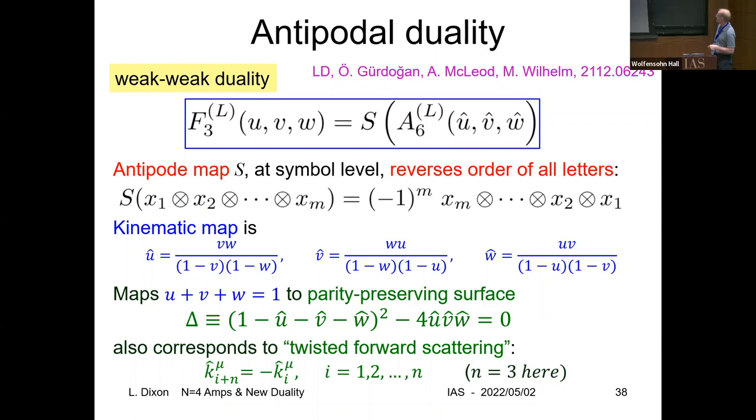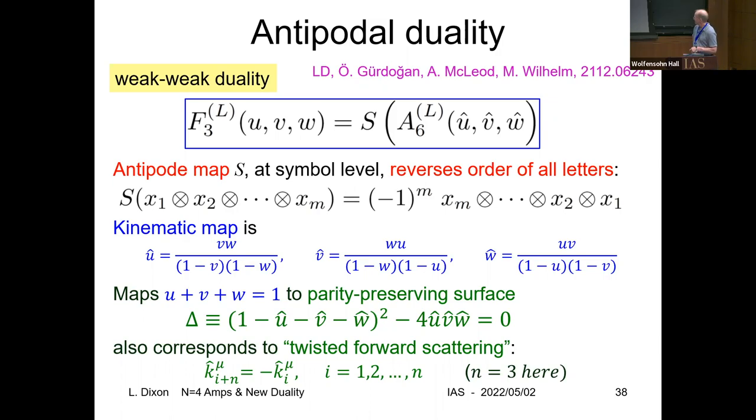We'll come back to that determinant in a second, but let me just mention that besides the kinematic map, there's also the antipode map. This is essentially like an inverse operation in a Galois group, but it's defined by the mathematicians. And at the symbol level, all it does is reverse the order of all of the letters and write them backwards up to some overall minus one to the M, which doesn't matter for us because M is always even for the symbols of these amplitudes. So the instructions are: apply this kinematic map and see what it does to the symbol letters, and then reverse them all. And you'll go from the six gluon amplitude to the three gluon form factor. Or you can apply S squared is one, so you can apply S on the other side, go back and forth.